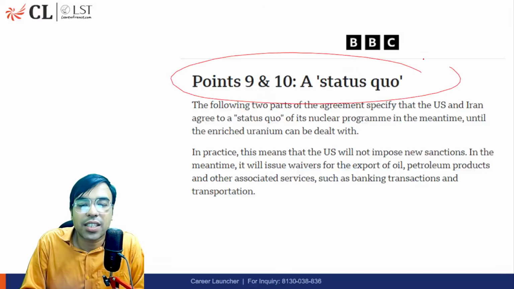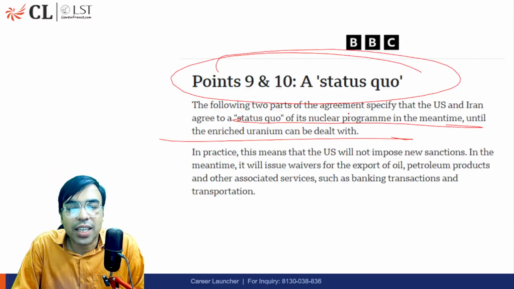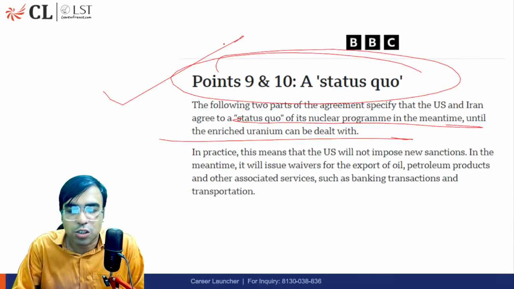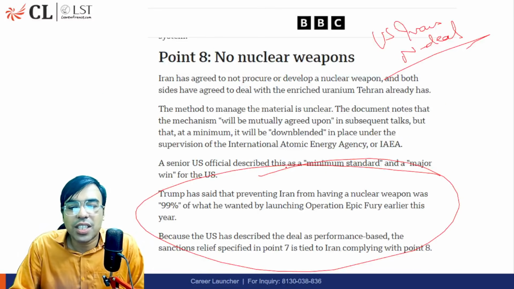Next is points 9 and 10, status quo. Okay, the US and Iran agreed to a status quo of its nuclear program in the meantime until the enriched uranium can be dealt with. Okay, so it means we will not change, right now, whatever the position is right now. Status quo means as it is. We will not change anything. Okay, so these things were in the news.